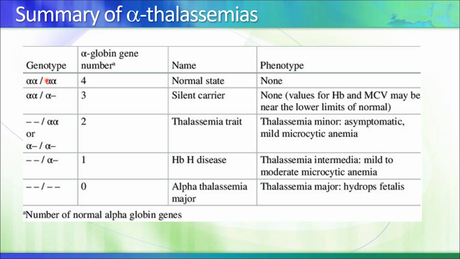Normal individuals have all 4 alleles being active. In silent carriers, you have 3 of them being active. And thalassemia trait is when 2 of them are active. So you can have deletion of the alpha alleles on 1 chromosome or 1 from each chromosome. So this is known as thalassemia minor or thalassemia trait. Now in HbH disease, people have mild to moderate symptoms, and in Hydrops fetalis, which is known as thalassemia major, you have all 4 of them being deleted.